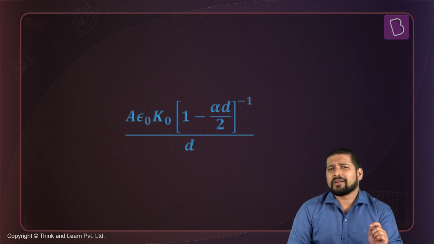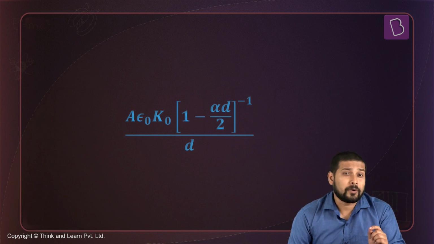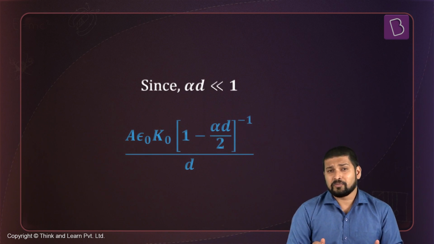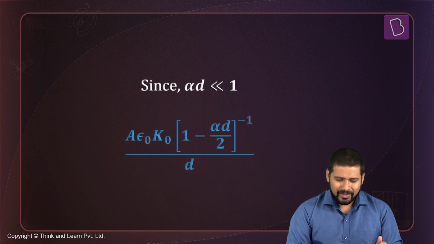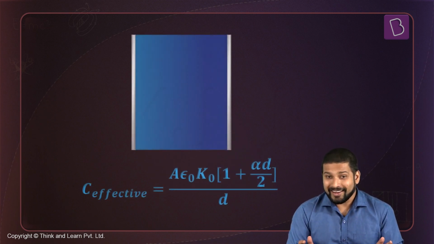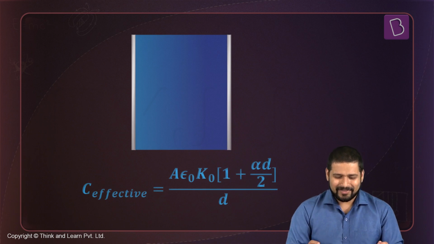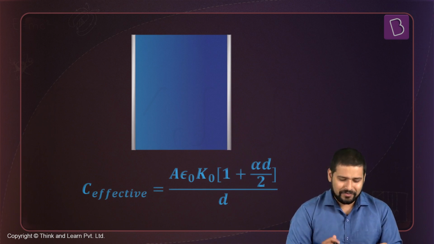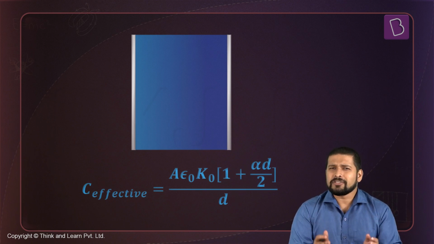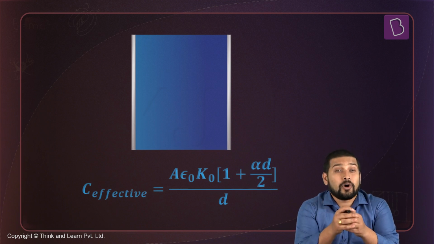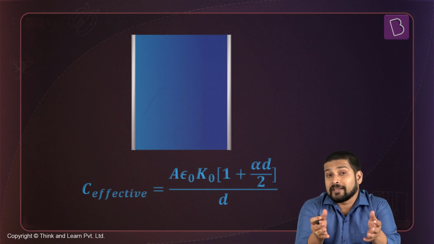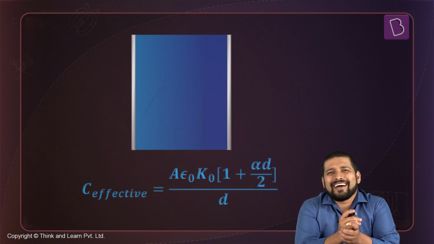And here we have an approximation, right? Binomial approximation. Since it is given in the problem that we have got alpha d much less than 1, I can further simplify the whole thing as a epsilon naught k naught times 1 plus alpha d by 2, divided by d, and that is the value of C effective. And once you see this, you get it even in the options as well, and this is the final expression that is required for the effective capacitance as far as this question goes, and that is the answer to this problem.